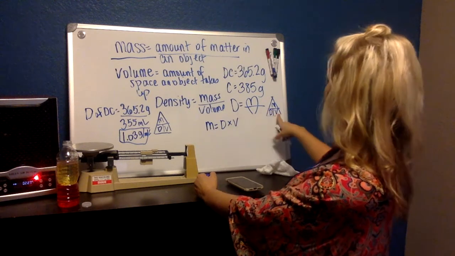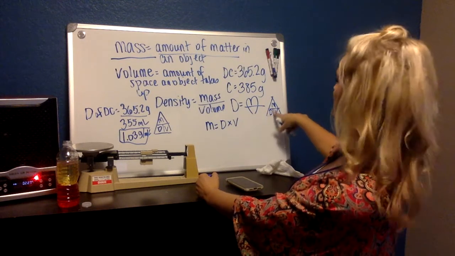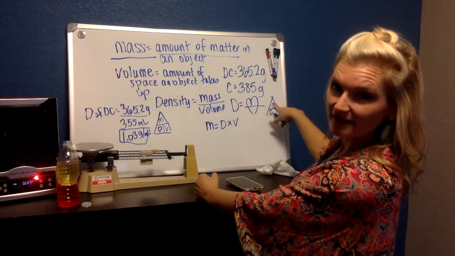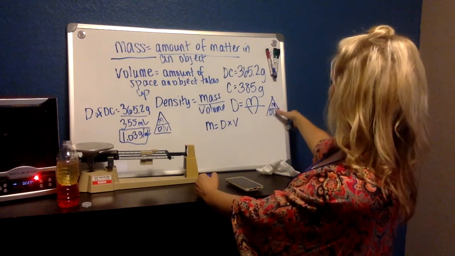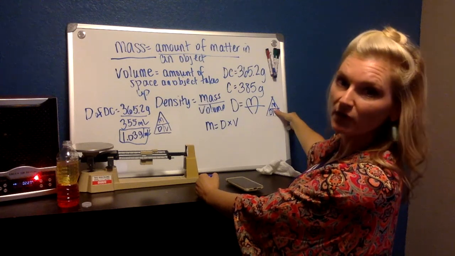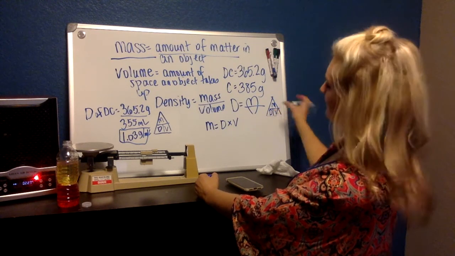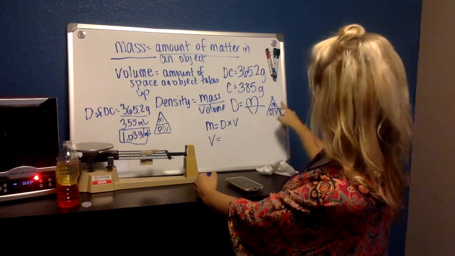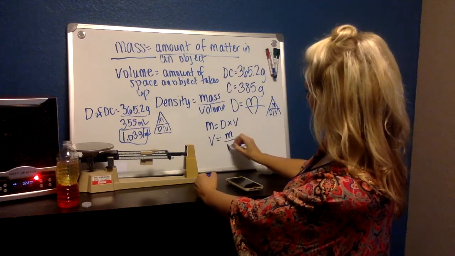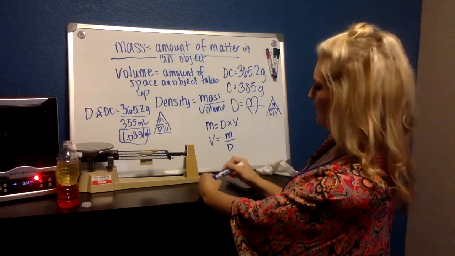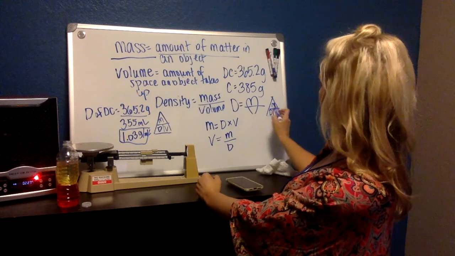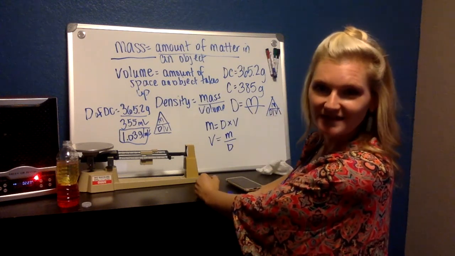Same thing if we're looking for volume. Let's say they give us the density and they give us the mass of something and we want to figure out the volume. What you do is take your finger and put it over the V, and as you can see, you are left with M over D. So to calculate volume, we're going to do M divided by D. That's going to give us our volume. So you can calculate for density, mass, or volume using the same equation.